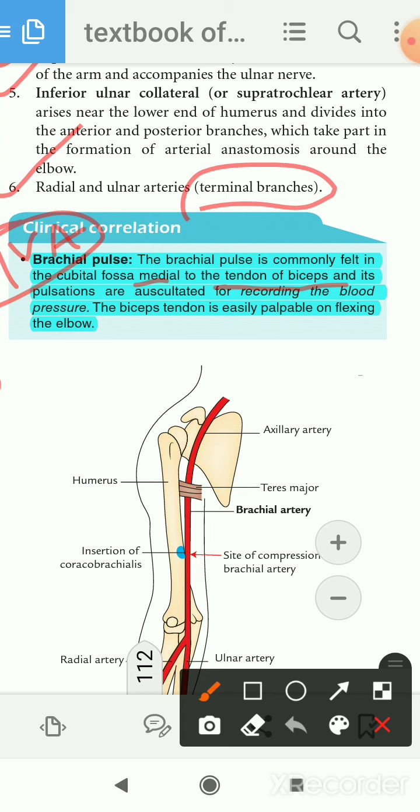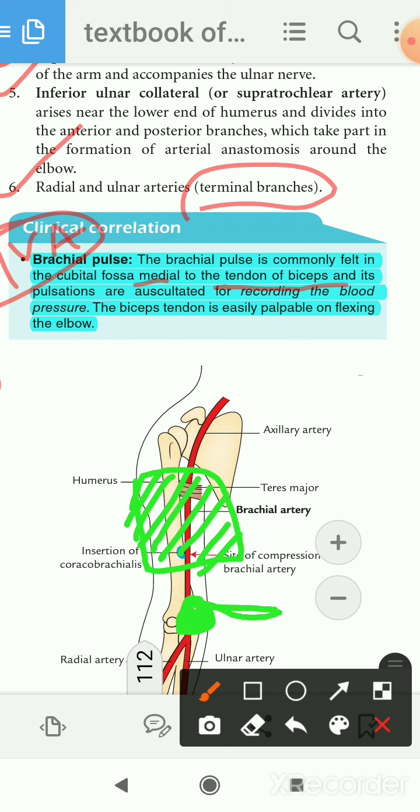While we measure the blood pressure, you will notice there is a cuff. It is tied around the arm. Okay, and we put a stethoscope over the pulsation of the brachial artery. That means pulsation of the brachial artery is needed for the measurement of blood pressure, and its exact location is just medial to the tendon of the biceps brachii.